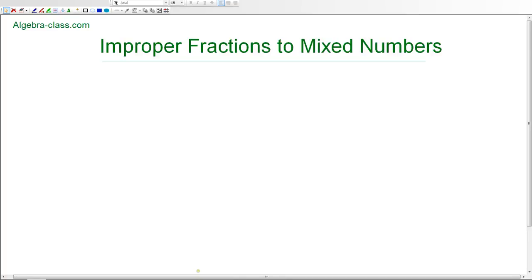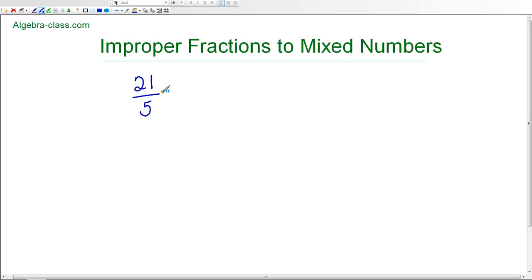In this lesson, we will convert improper fractions to mixed numbers. We're going to start with the improper fraction of 21/5. Okay, this is an improper fraction because the numerator is larger than the denominator. That means that this fraction is larger than 1 and it can be converted to a mixed number.